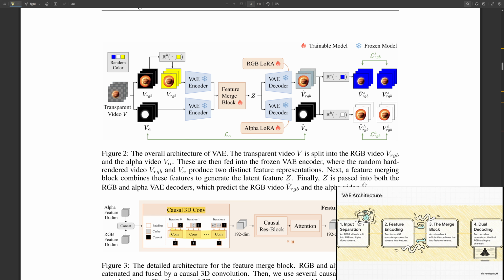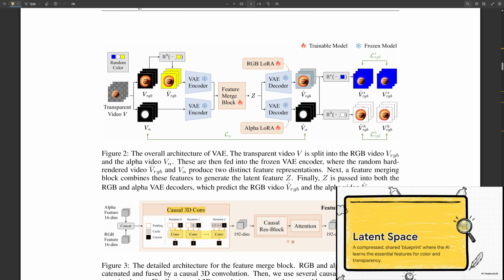Second, these two streams get processed by standard encoders. Think of these as off-the-shelf AI parts that are already great at understanding images. The key here is that these parts are frozen, which saves a ton of training time. Third, and this is their secret sauce, a custom merge block efficiently combines the information from both streams into one shared understanding. Finally, two decoders use that shared knowledge to rebuild the video, one handling the final colors and the other handling the final transparency, perfectly in sync.